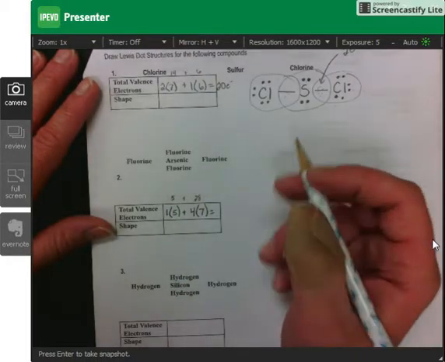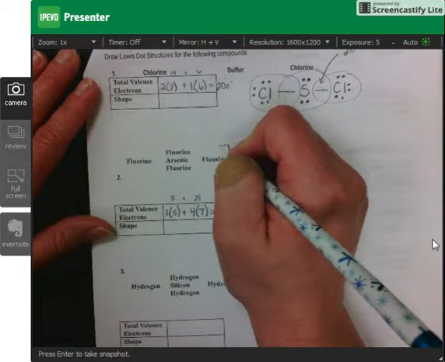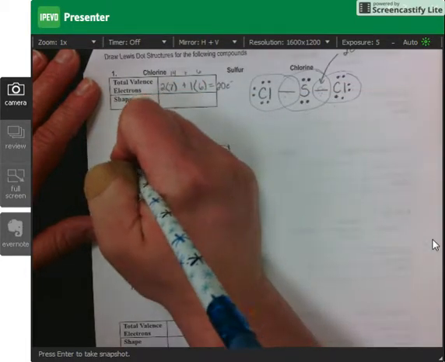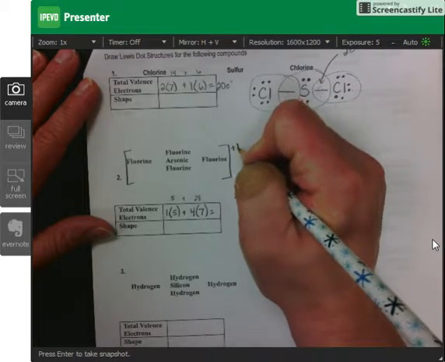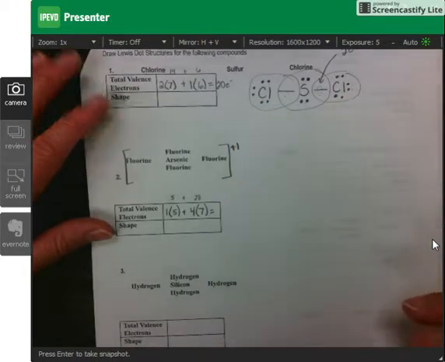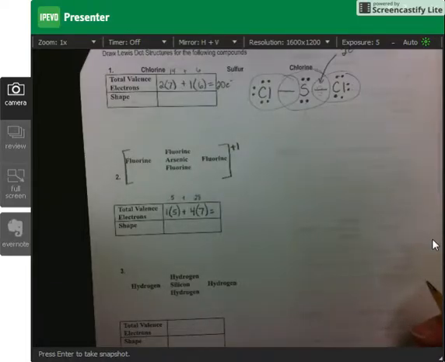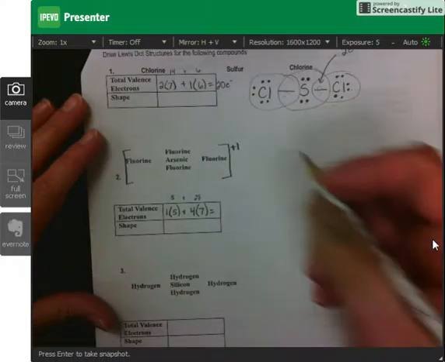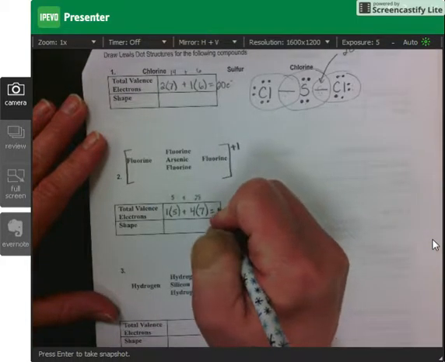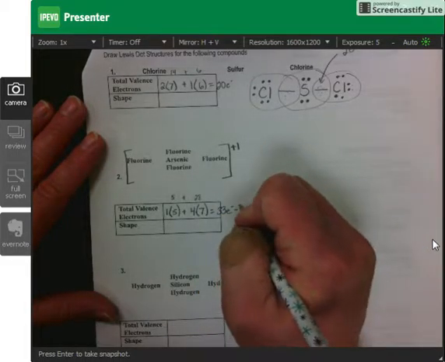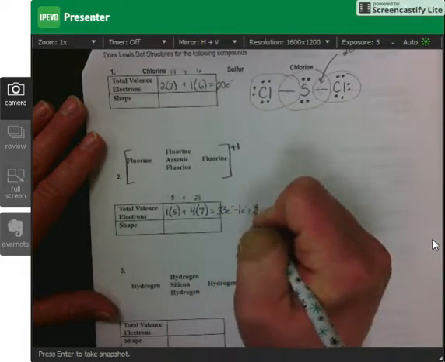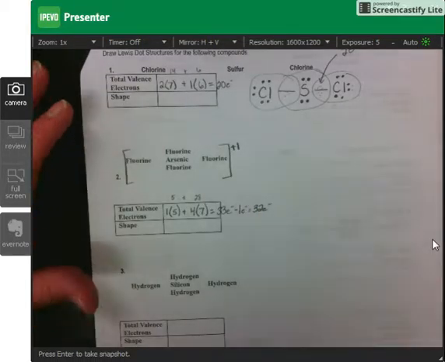Oh, this is one that I accidentally drew wrong again, guys. So here's what we're going to do. This one has a +1 charge. Okay, what does that do? Because it's a +1 charge, do I add an electron or do I take away an electron? I actually take away an electron. So right now, the way that I did it, I had 33 electrons. So I'm going to take away 1 electron to give me a total of 32 valence electrons.